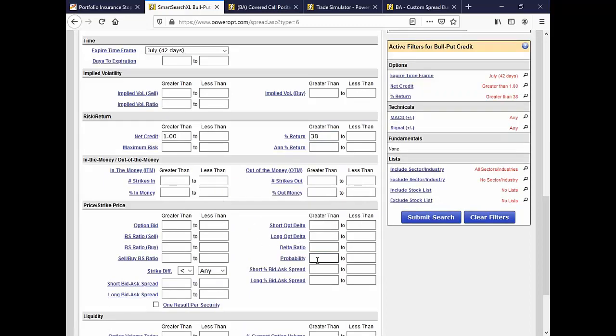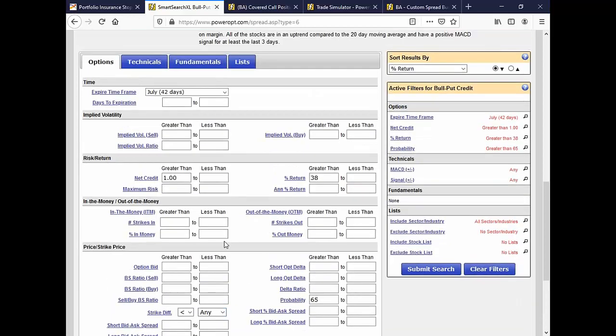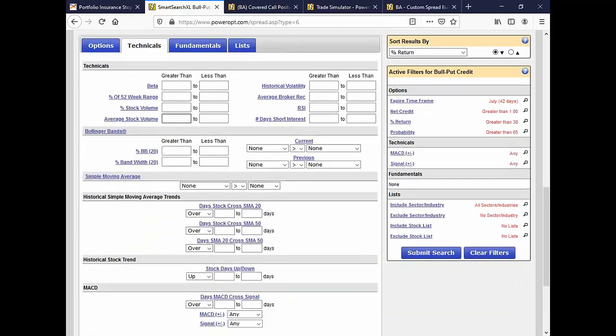I'm still going to want a reasonable probability, Chuck, but I know I have to narrow it down. I'm going to have to start at maybe 65% probability. I'm not going to be at 80. I'm not going to be at 85. All right, looking for that high of a return in that case. Strike difference I'm not going to worry about. So that's all I'm going to look for in the options, but let's put in our standard technicals.